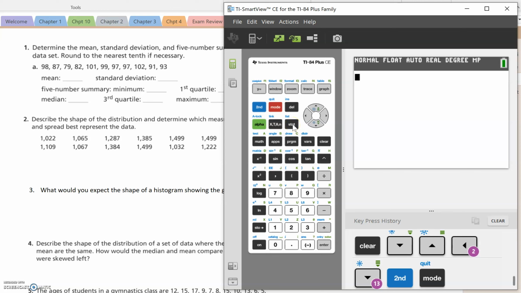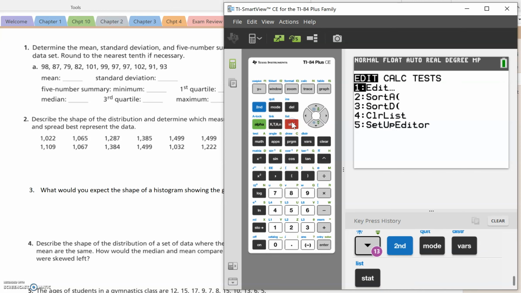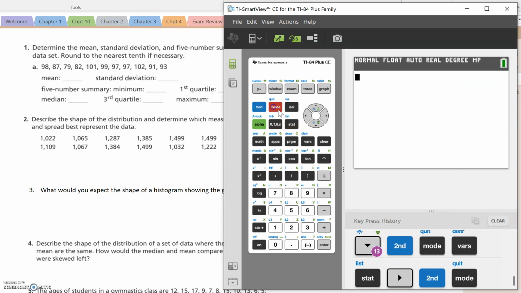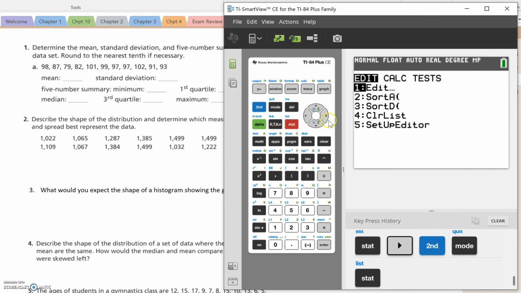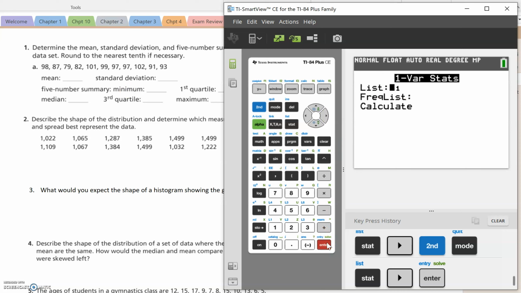So go ahead again and click, I think it's VARS. No, it's not, I'm sorry. It is Stat Calc. There we go. In case you missed that, click on Stat and scroll over one to Calc. I got a little confused because I know it was one variable stats and I didn't know if it was VARS. Okay, so we're going to do one variable statistics because there's only one variable we're looking at here.